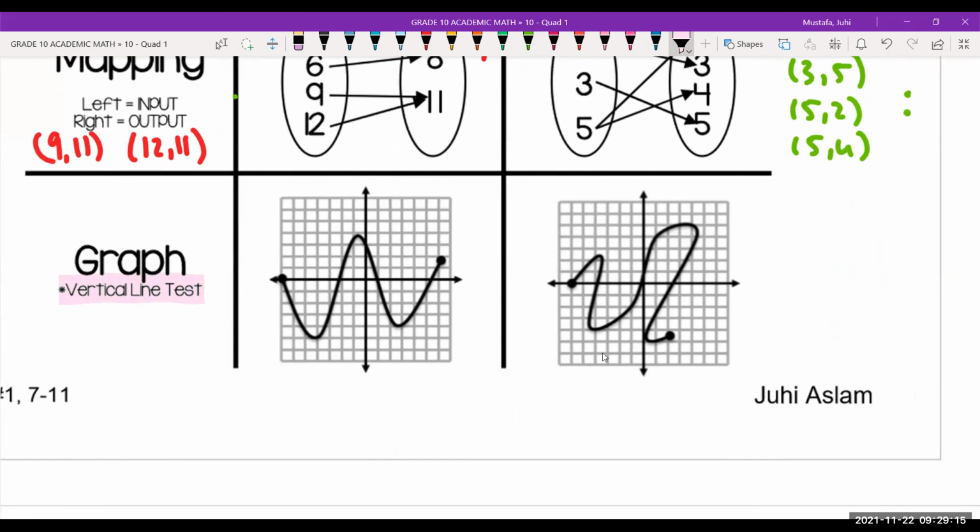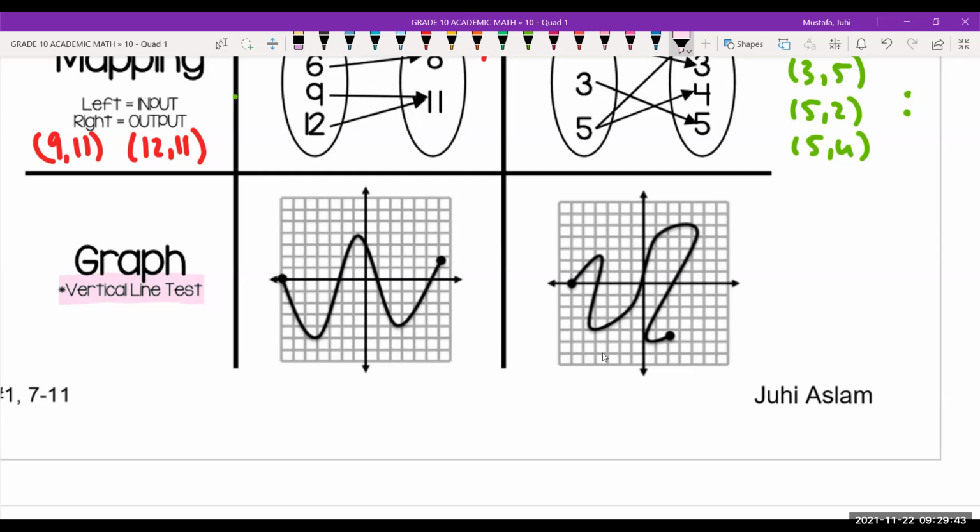All you do is take a pen or a pencil or a ruler, and go from the left-hand side of your graph all the way to your right-hand side. You move the ruler around, and you see how many times the graph passes through my pen. Do you notice that in this graph, as I move my pen across, the graph is only passing through the pen once? That means it's a function.